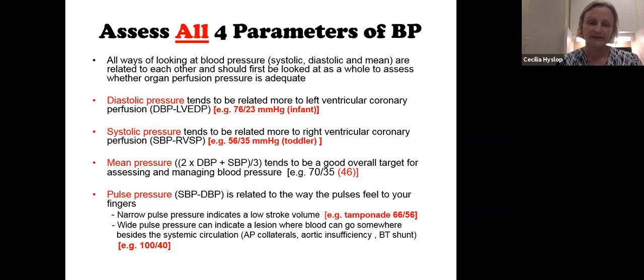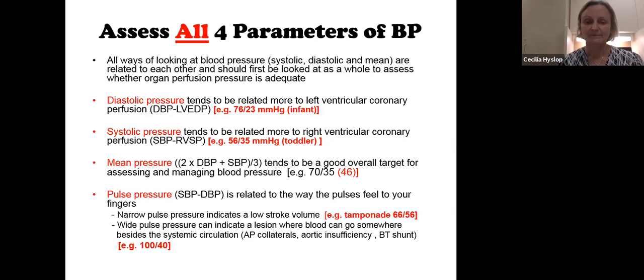And the pulse pressure is the systolic blood pressure minus the diastolic blood pressure. It's related to the way the pulses feel to your fingers. A narrow pulse pressure indicates a low stroke volume. An example of a narrow pulse pressure is a tamponade. So when your heart is being compressed by a tension pneumothorax, so air around your heart, or blood clots sitting on your heart, or pericardial effusions compressing your heart, that may be air or blood or pus or fluid.